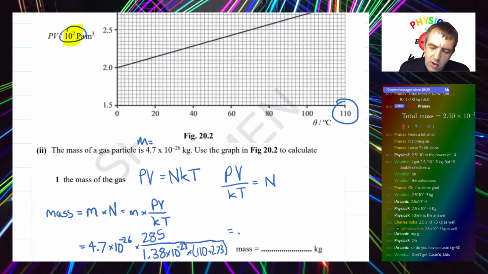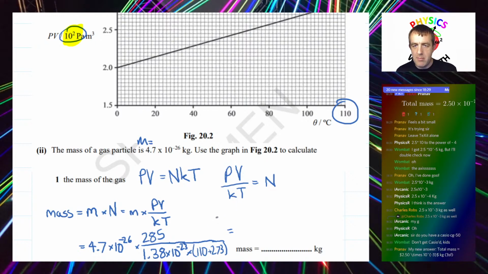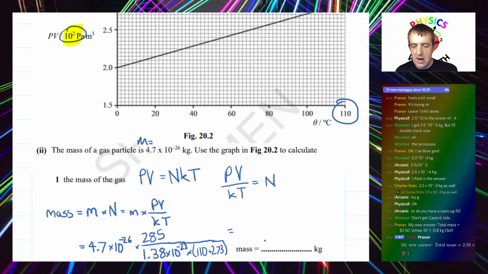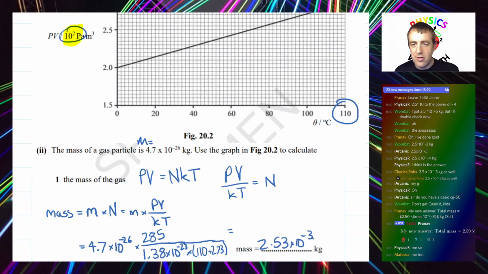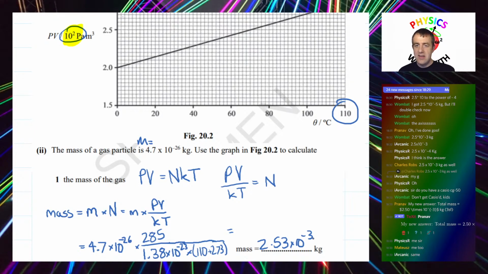Okay, so who got 2.53, let's say 2.5 grams? Oh, it's in kilograms. Okay, who got 0.00? Let's do standard form. Come on, you're better than this. Who got 2.53 times 10 to the negative 3 kilograms? Yay! Good. And we'd give our answer to two significant figures because this is given to two significant figures. So our final answer can't be given to a precision greater than that.